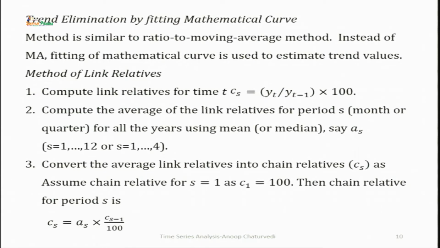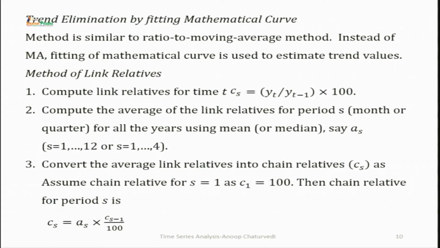Then trend elimination by fitting mathematical curve. The method is very similar to ratio to moving average method. But instead of moving averages, means in the previous method we have obtained the trend values using the moving averages. Now, we use the method of mathematical curve fitting for obtaining the trend values. So, instead of using the moving average values, fitting of mathematical curve is used to estimate trend values. Rest of the steps are exactly the same.